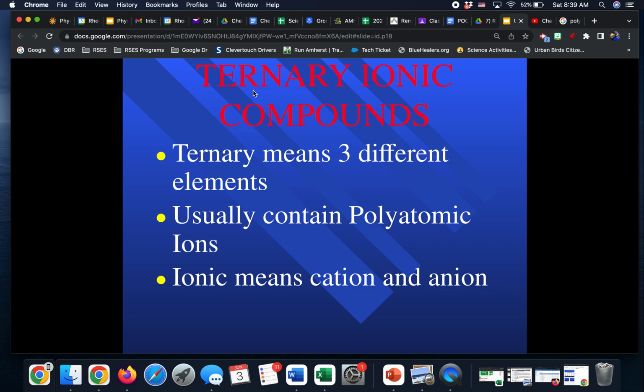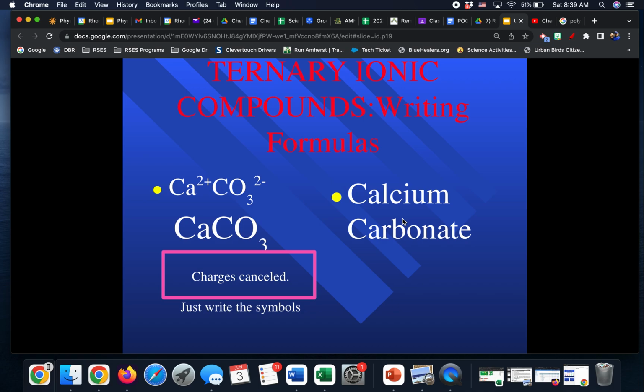I'm not too worried about you knowing this definition of ternary ionic compounds, meaning there are 3 different elements. The reason they exist is because one is a metal, and then one is a polyatomic ion. So that already has 2. So the 1 metal plus the 2 in the polyatomic are 1 and 2, and that's where we're going to go from there.